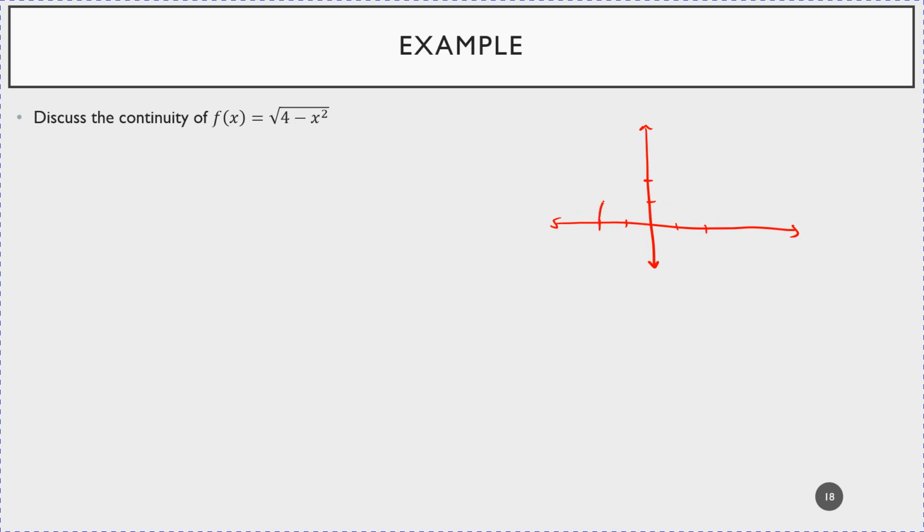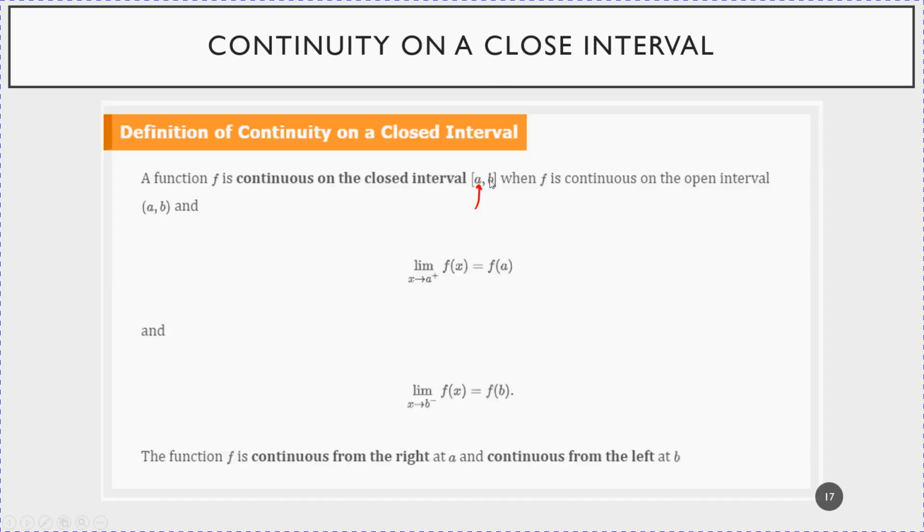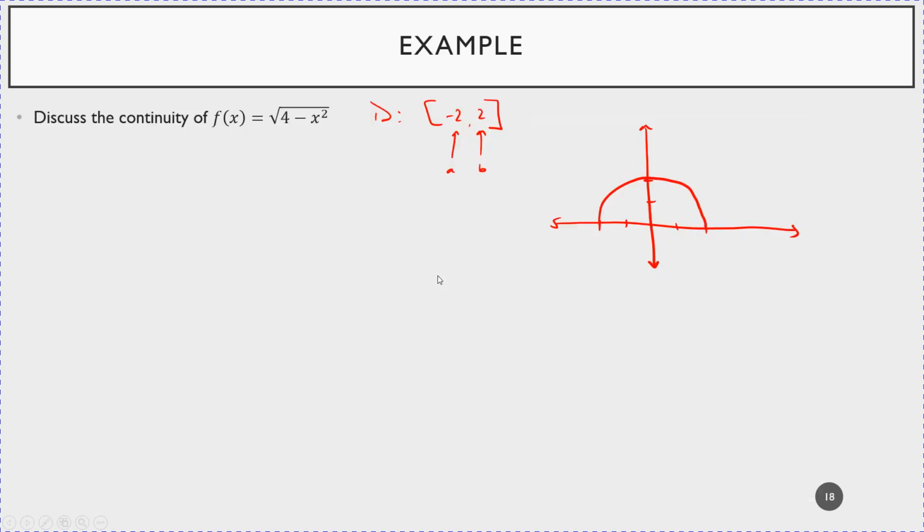So this is what the graph looked like, okay? What I want to show you is that we said the domain here was from -2 to 2. I want to show you that it's actually continuous on the closed interval from -2 to 2. So this is my A and this is my B in the formula here. Okay, so let's look at the limit as x goes to A from above of f of x.